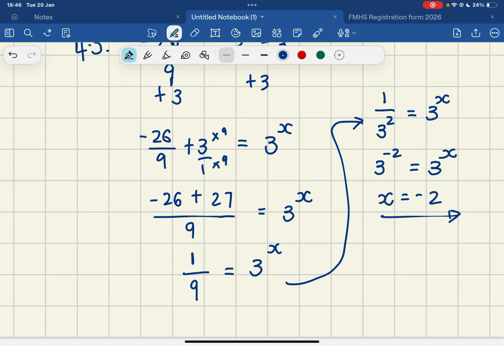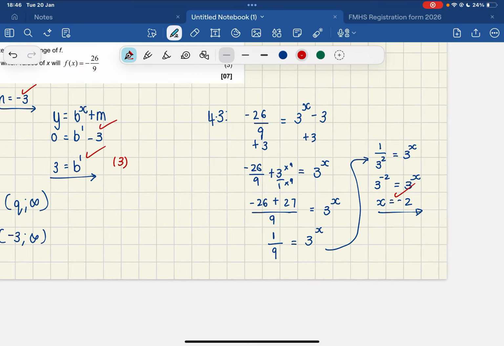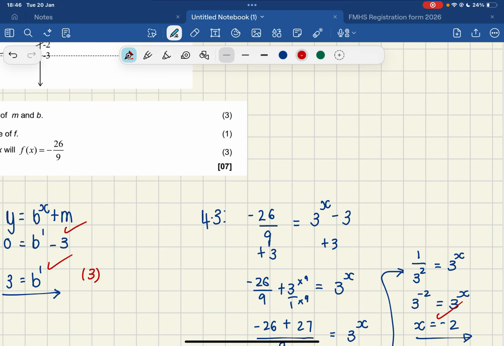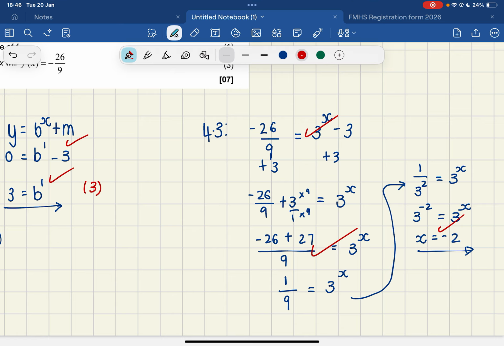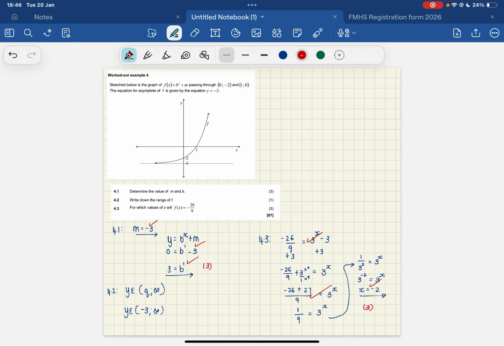I've still got it, boys and girls. Mental math, boys and girls. So x is equal to -2. There you get your mark, 3 marks. And that's it, boys and girls.